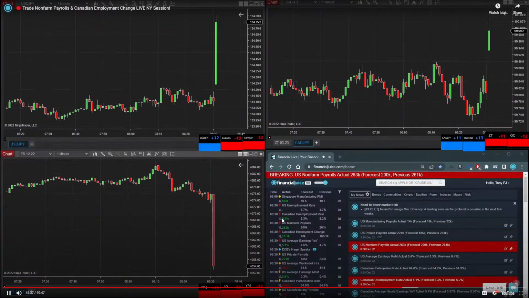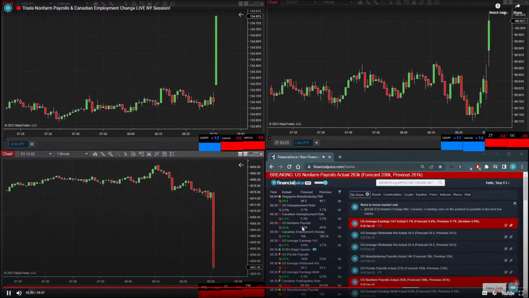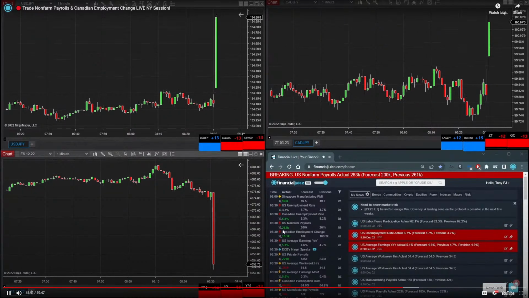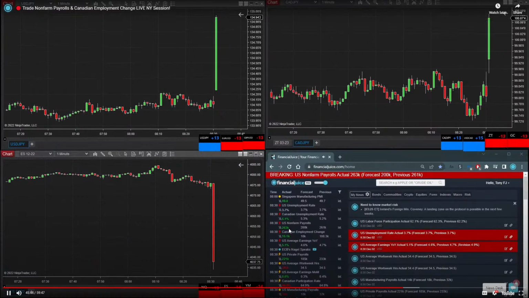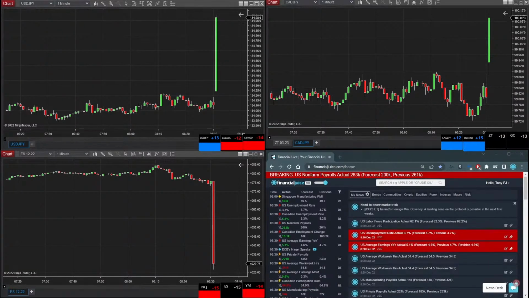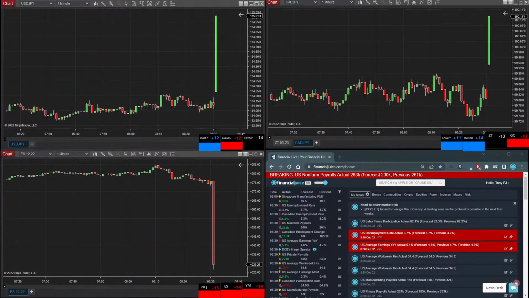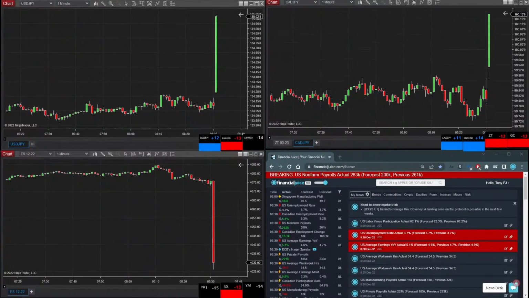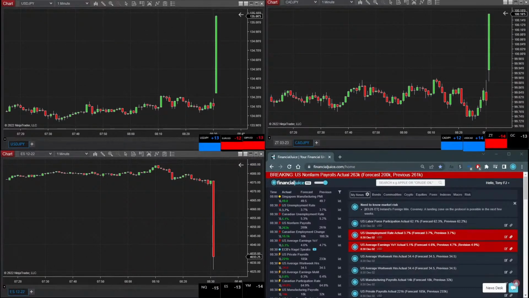So here we are. You'd seen a much better than expected figure from non-farm. It came in with a 63k deviation. The average earnings year on year were also higher than expected at 5.1%. Private payrolls was also higher than expected. The unemployment rate remained unchanged. So this is the previous market reaction.